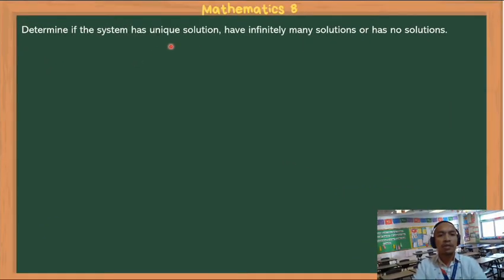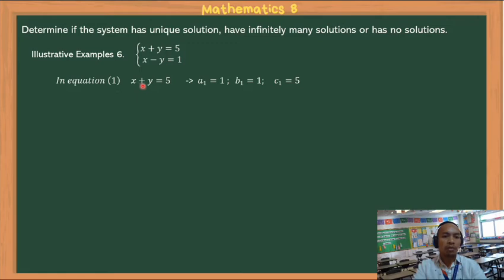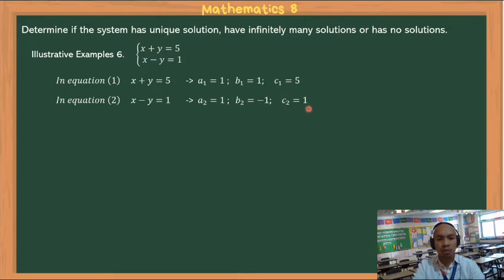Let's determine if the system has a unique solution, infinitely many solutions, or no solution. So first, the given equations. From the given equation number 1, in equation number 2, our a sub 2 is equal to 1. The coefficient of y, which is b sub 2, is negative 1. And our c sub 2, the constant in equation 2, is 1. So how do we do it?